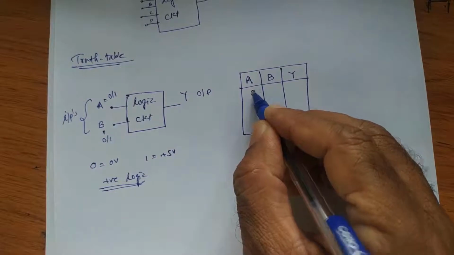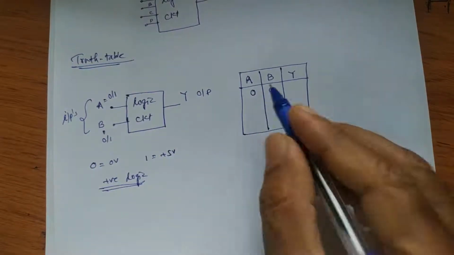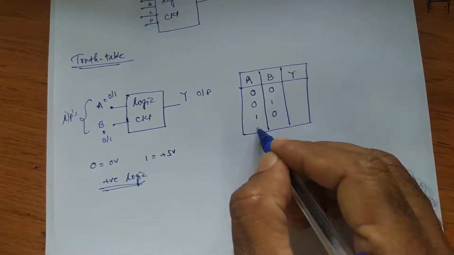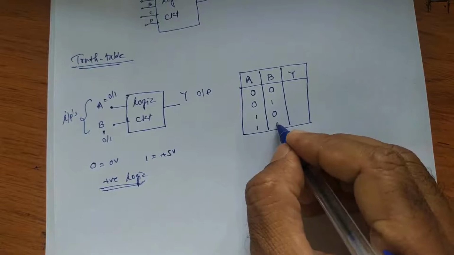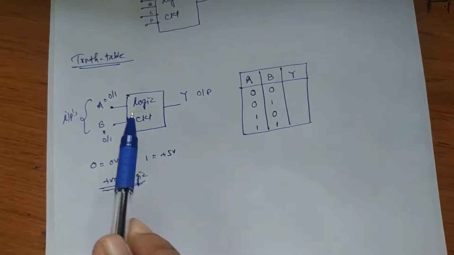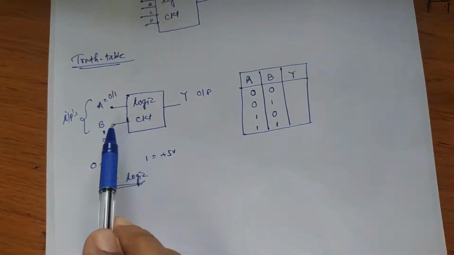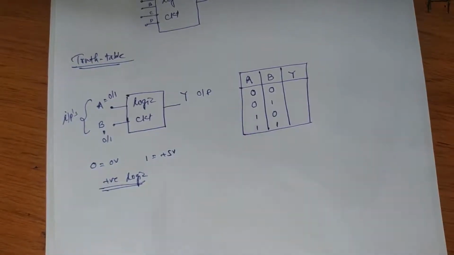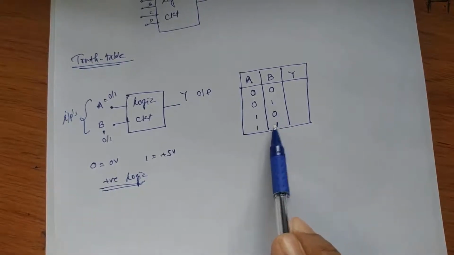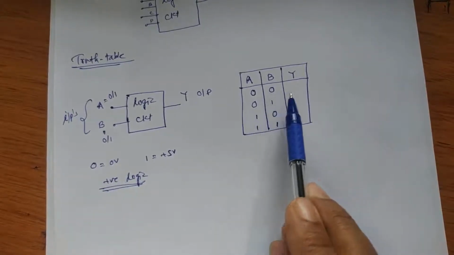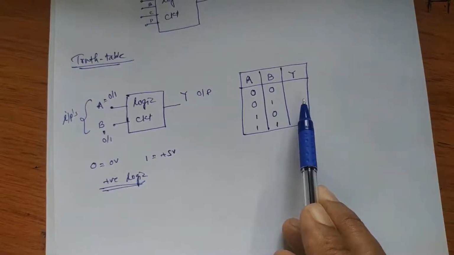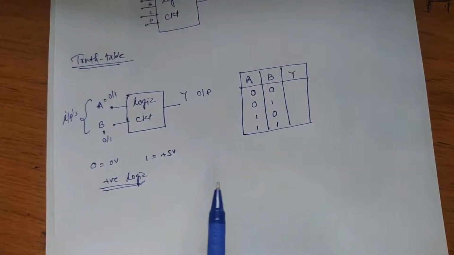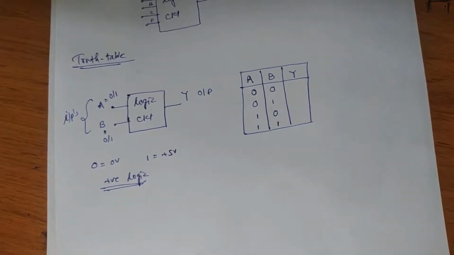A may be 0, and suppose B is 0. Then 0 1, 1 0, 1 1. For that circuit, whatever the input possibilities are, all possibilities are shown in the table, and according to those inputs we get outputs. That table shows all input and output possibilities for a logic circuit. Such a table is known as a truth table.